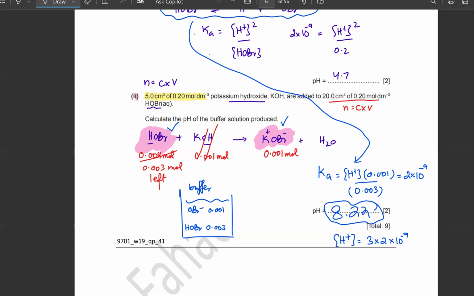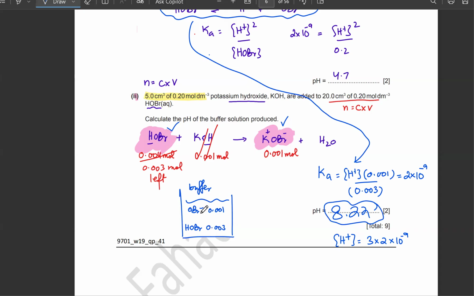That's our answer. But is this question clear? He took a weak acid, did not fully neutralize it, neutralized some of it so that the conjugate base OBr minus 1 got produced. 0.001 moles ended up producing 0.001 moles of OBr minus 1, and there was 0.003 moles of HOBr still left in the reaction. So your mixture was a mixture of conjugate base and the weak acid.